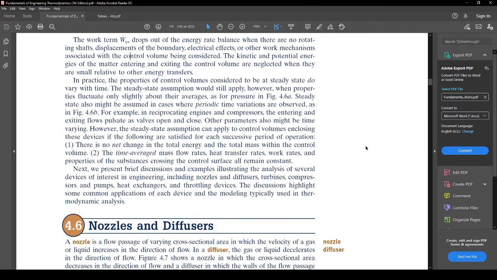All right. So then we move on here. So it says, steady state also might be assumed in cases where periodic time variations are observed. Okay, so that was the second one. For example, in reciprocating engines and compressors, the entering and exiting flows pulsate as valves open and close. That is also true.